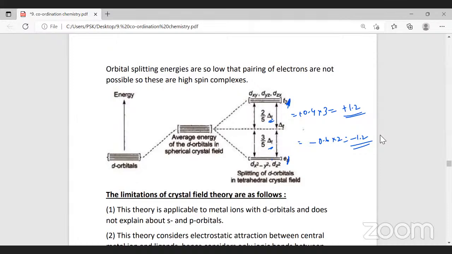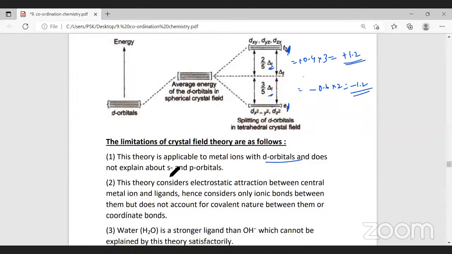Now, coming to the limitations of crystal field splitting. What are the limitations of crystal field splitting? First one is, this theory is applicable to metal ions with d orbitals and does not explain s and p orbitals. That's the demerit. So this is shown only for d orbitals. Splitting is only for d orbitals. We are not talking about s and p orbitals.